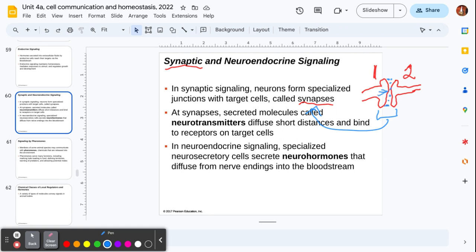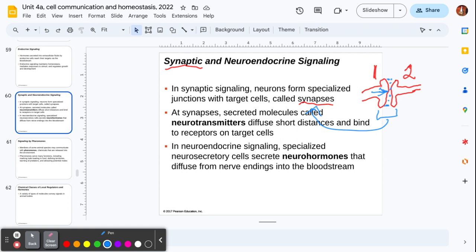So this could be the sending cell. One cell is sending the message, and then the second, number 2 there, is receiving that message. There are receptors on the surface of that second cell that will recognize and bind to, attach to that chemical signal and cause some other response to occur.